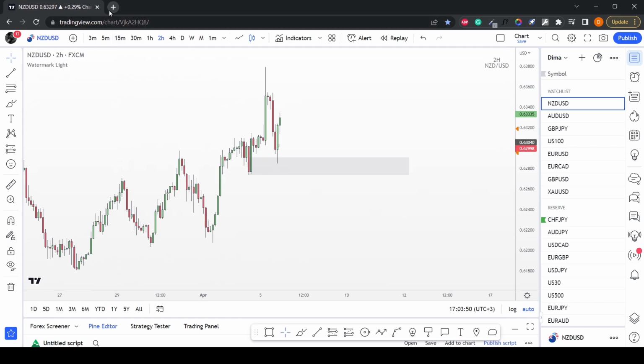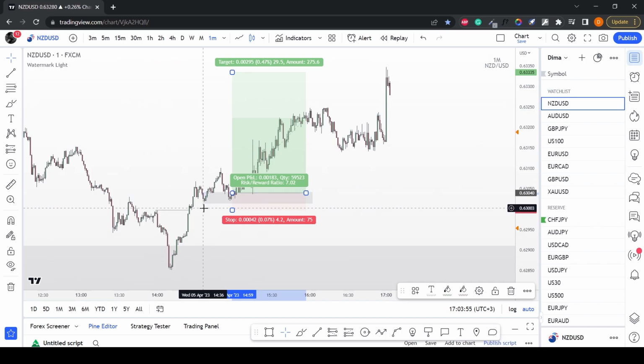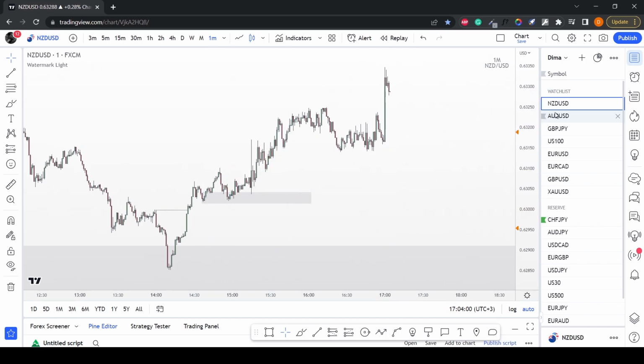Okay, so news eventually came out. So overall the bias is holding. So this is just an example of a trade. Looking now to take it from here.